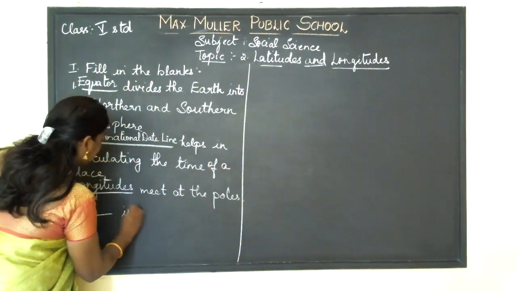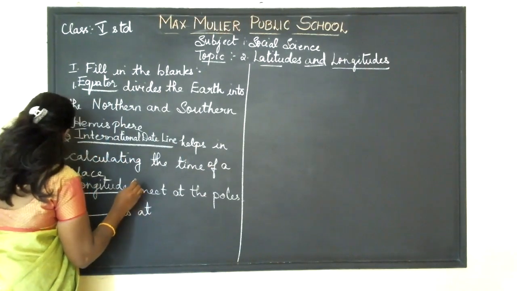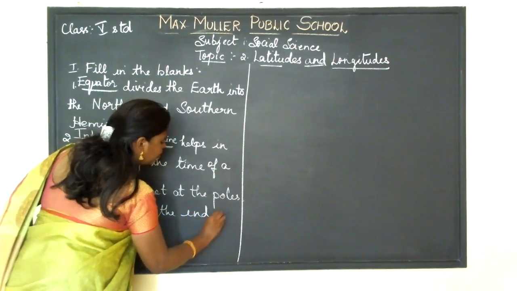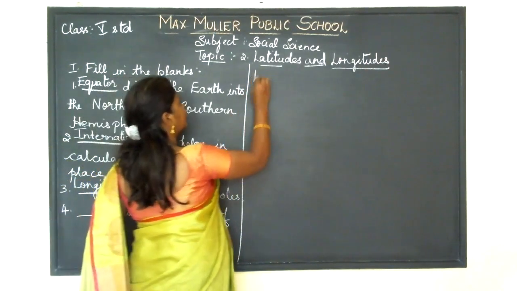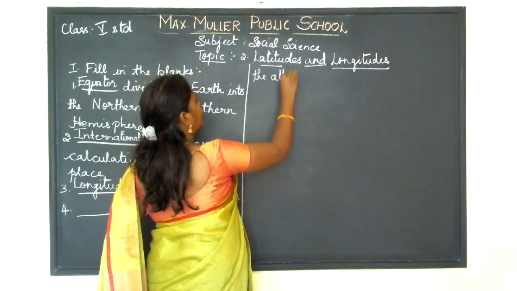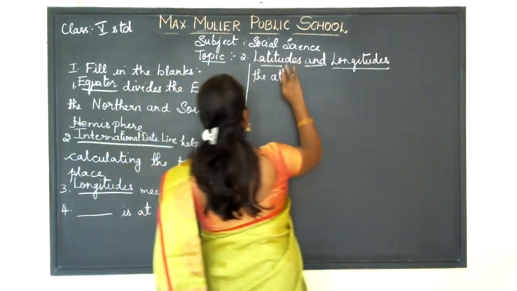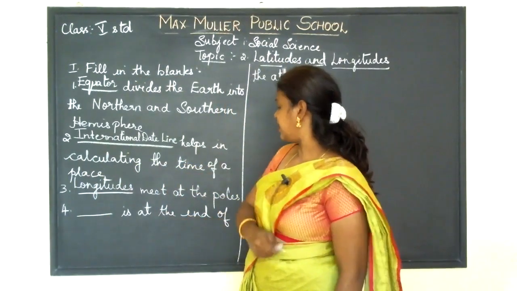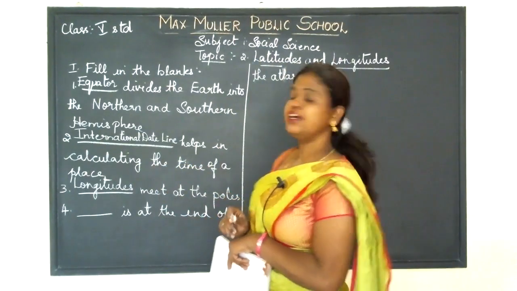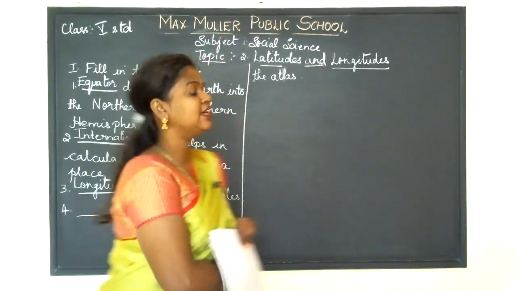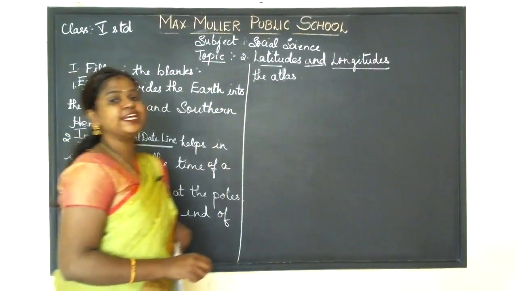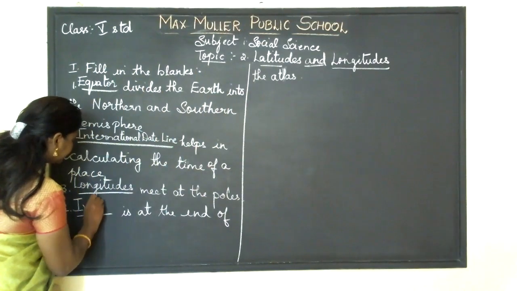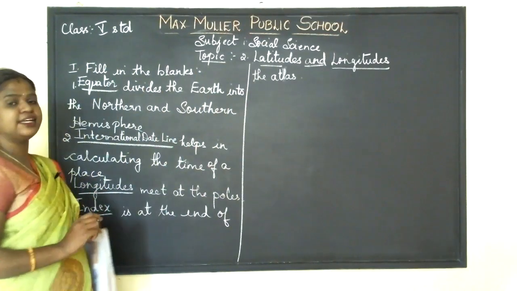Dash is at the end of the atlas. So the fourth one will be dash is at the end of the atlas. What will be the answer? The answer will be index. INDEX. Index.